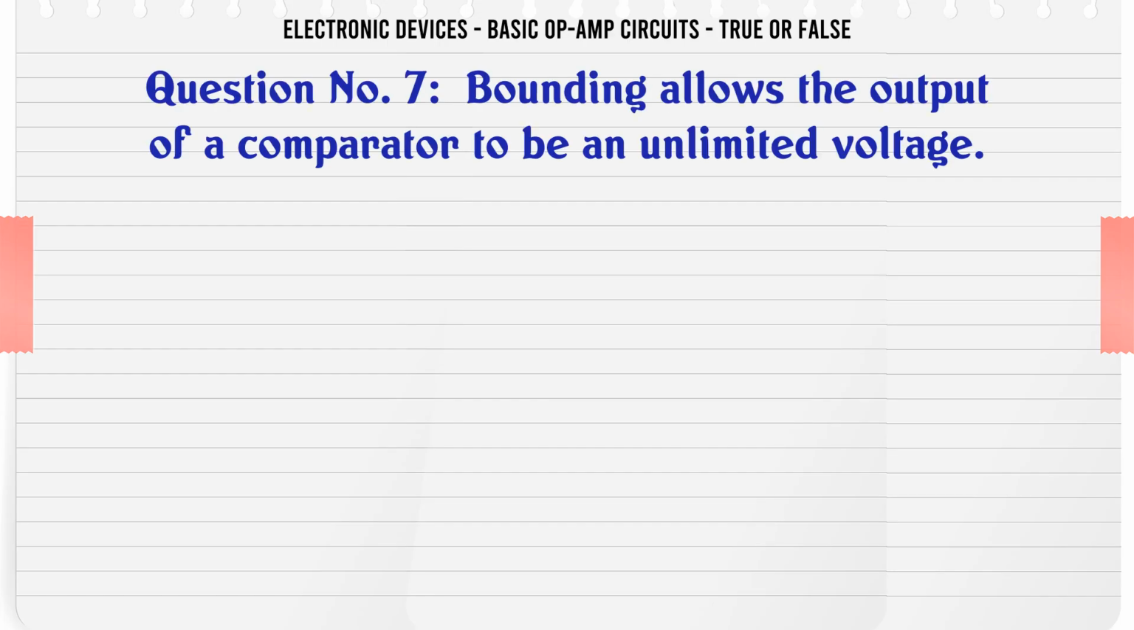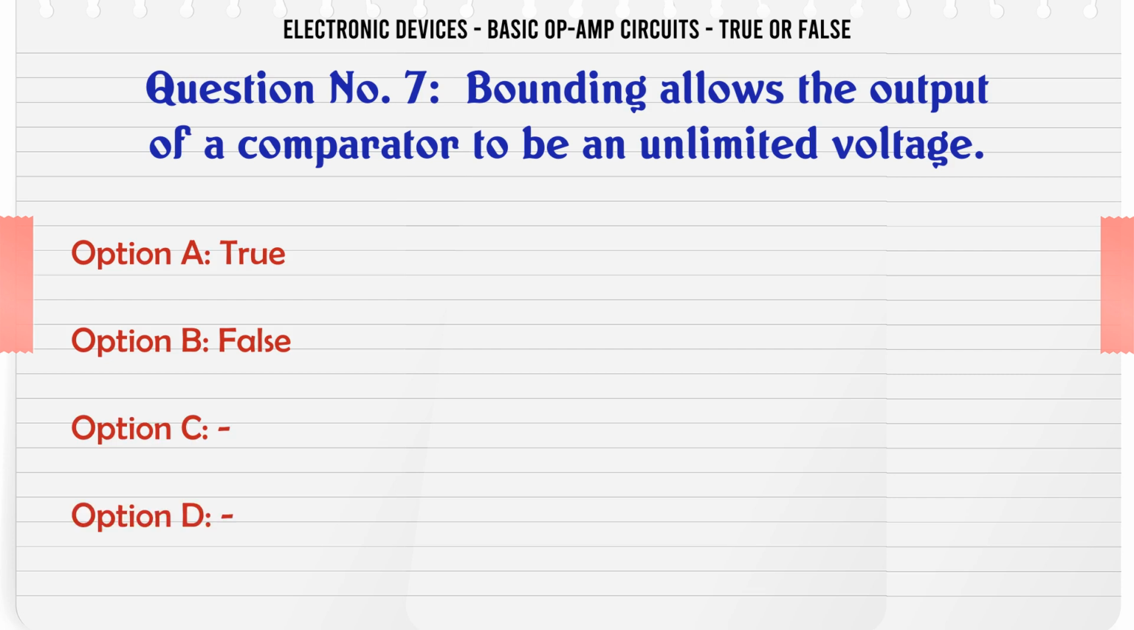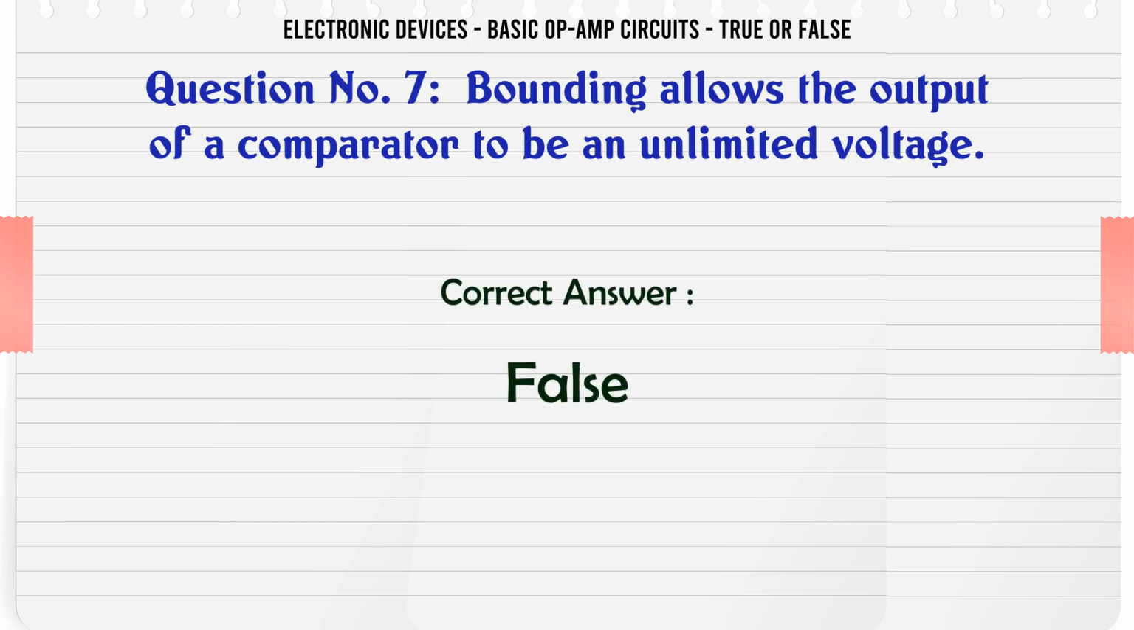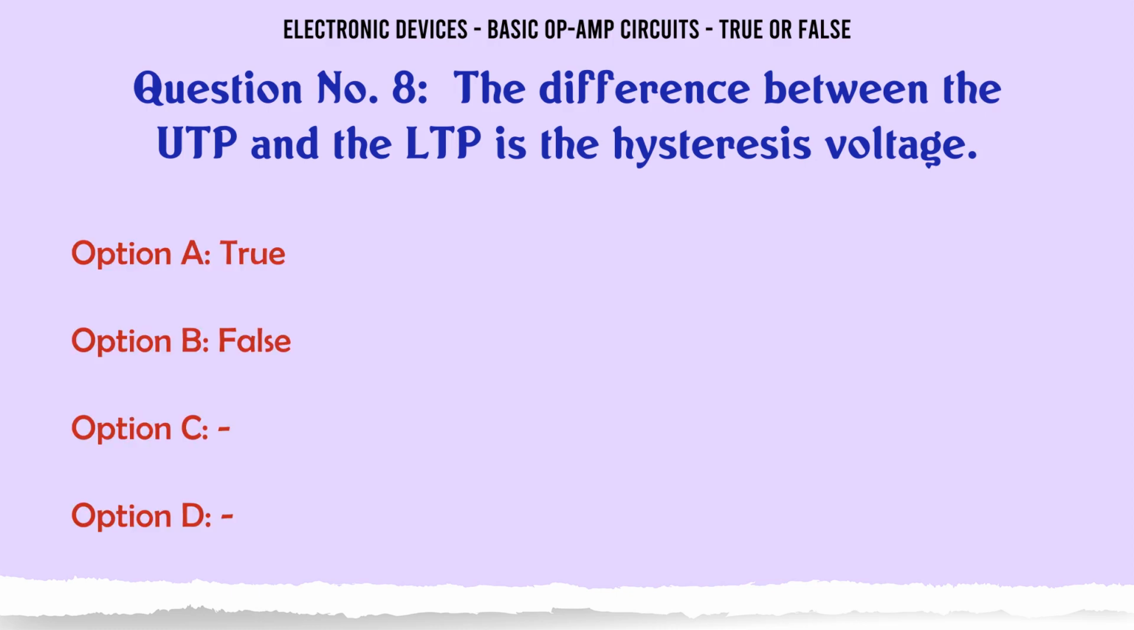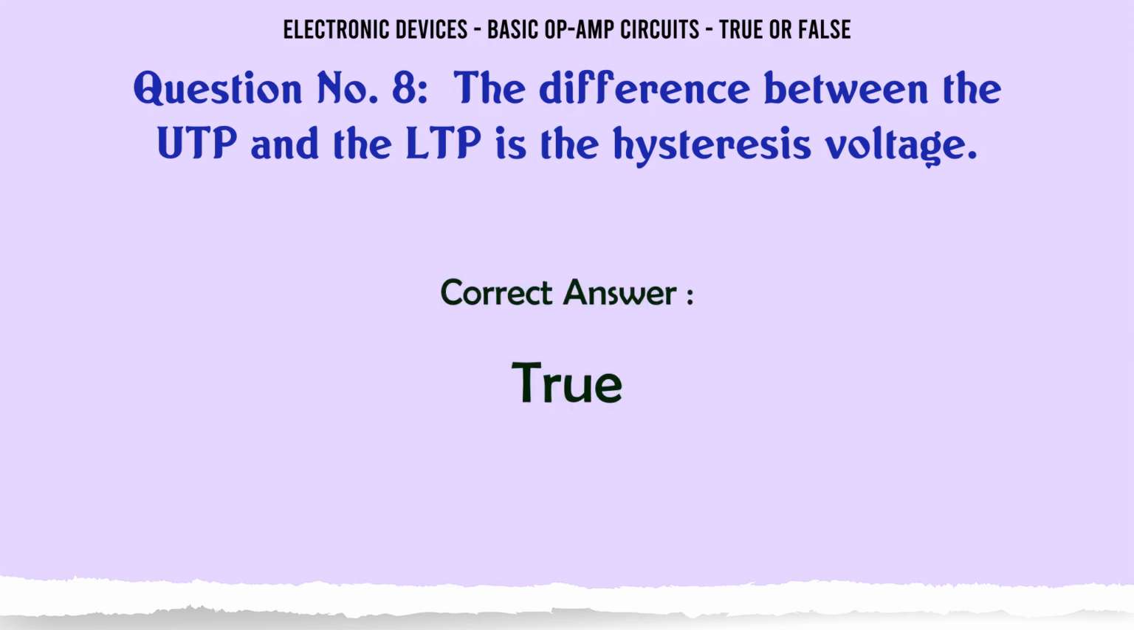Bounding allows the output of a comparator to be an unlimited voltage. A. True. B. False. The correct answer is false. The difference between the UTP and the LTP is the hysteresis voltage. A. True. B. False. The correct answer is true.